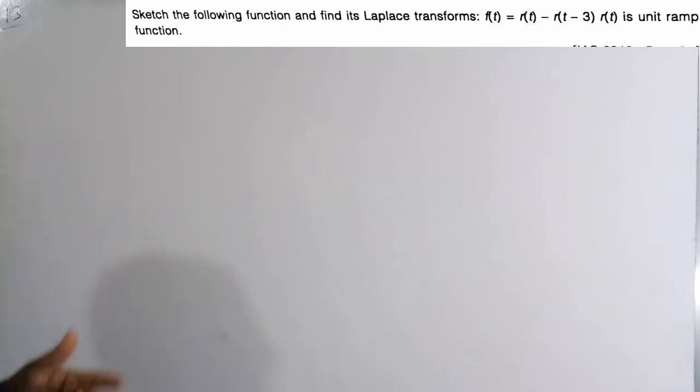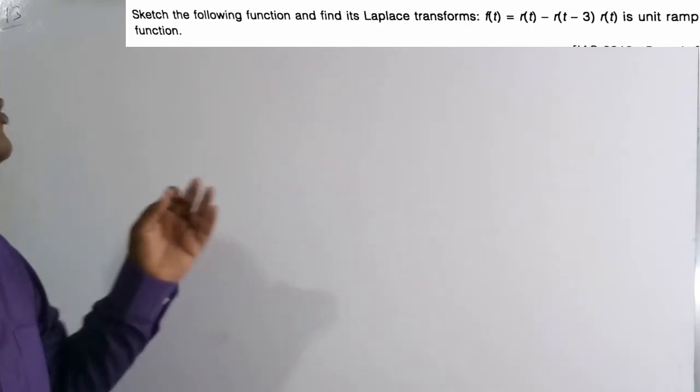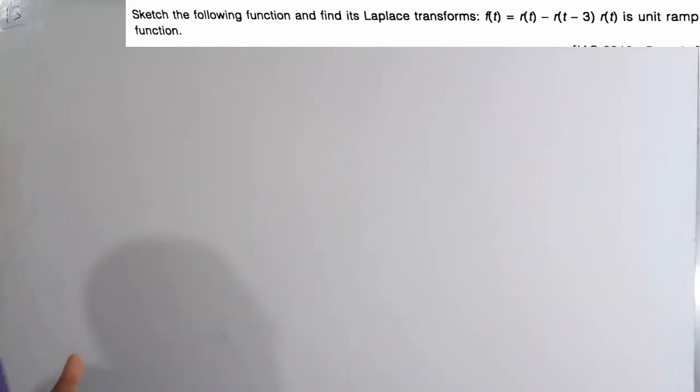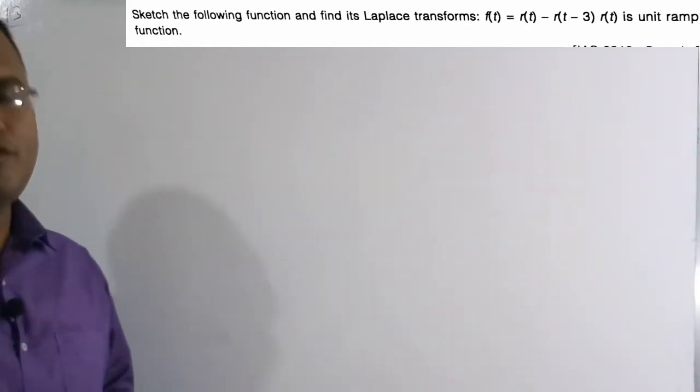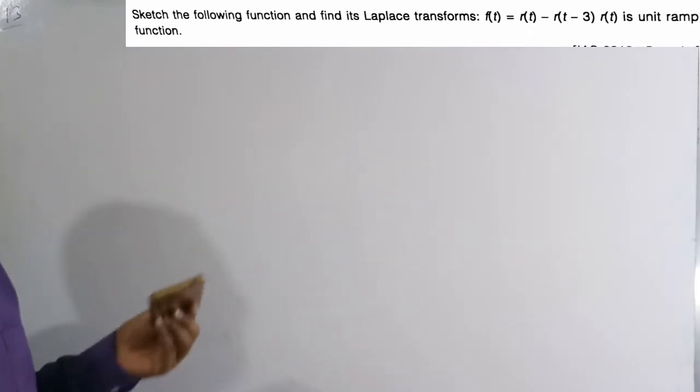Here in this question they have given some function f of t is equal to r of t minus r of t minus 3, where r of t is nothing but a unit ramp function. Now we need to draw the diagram for this function f of t, and also find the Laplace transform of this signal f of t. This question was given in the IAS 2010 for 5 marks. So let's solve this numerical.